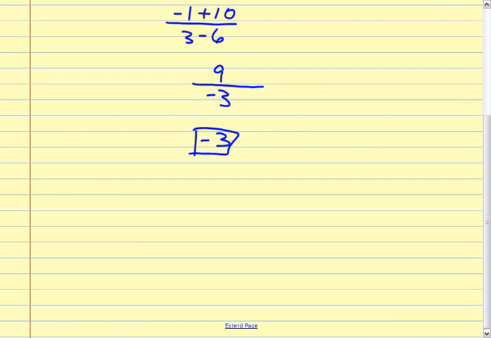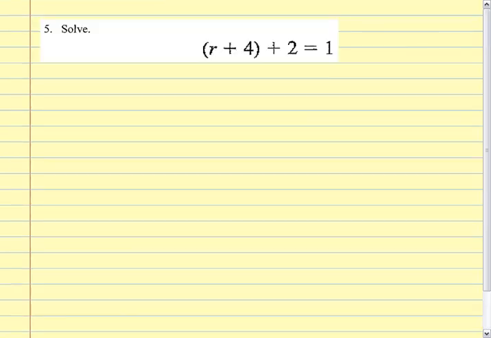Why did we practice this at the beginning of the year? So that we could do things like the quadratic formula and plug it in correctly and evaluate it correctly. Okay? All right, good. Let's look at the next one.